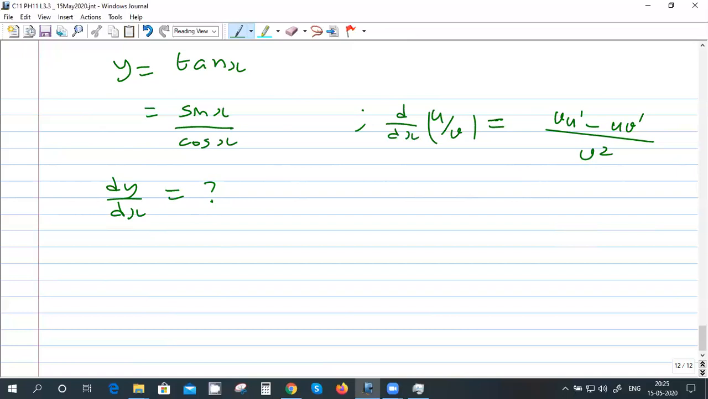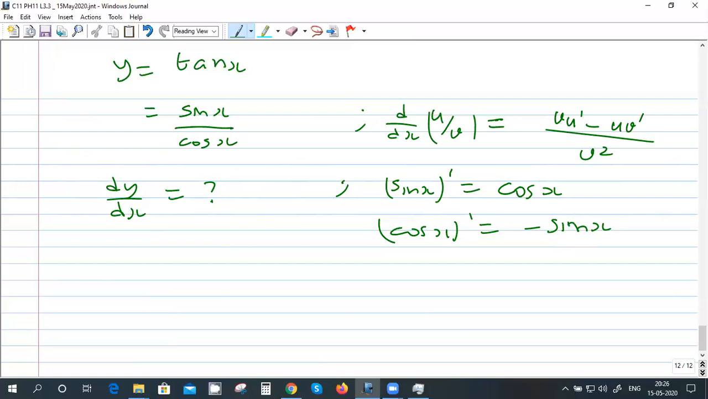So u dash, the derivative of sin x, is cos x. No, that is from first principle, you don't have to go there. The derivative of cos x is minus sin x. This we have proved earlier.